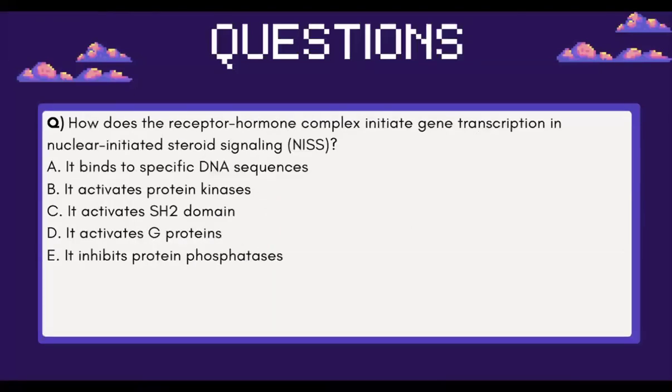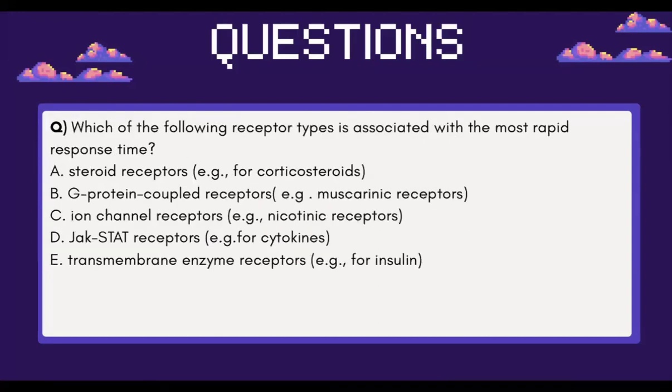And then this is the next question. Does it bind to specific DNA sequences? Yes, absolutely. Perfect. And the rest of these are just membrane pathways, so they're not related to any of this. Next question. Ion channel receptors. That's it.